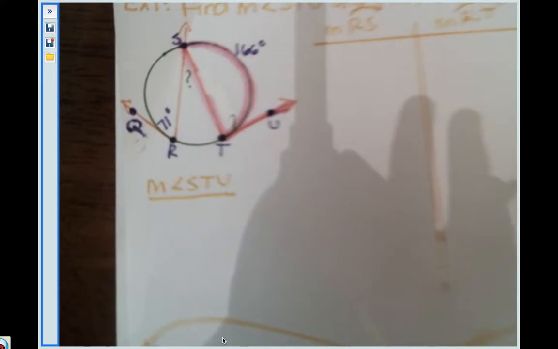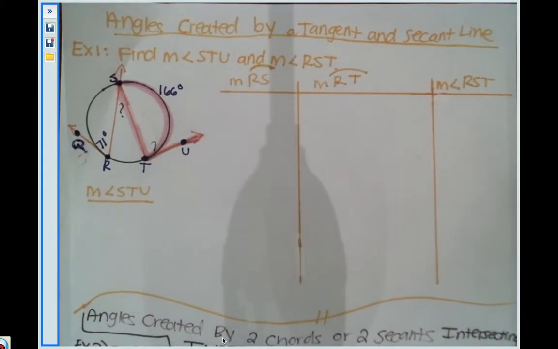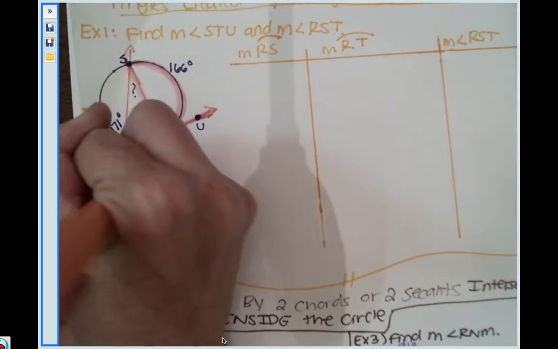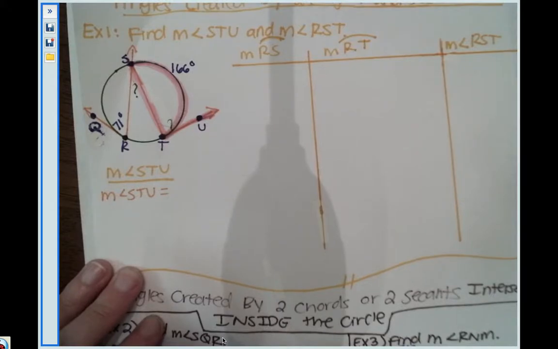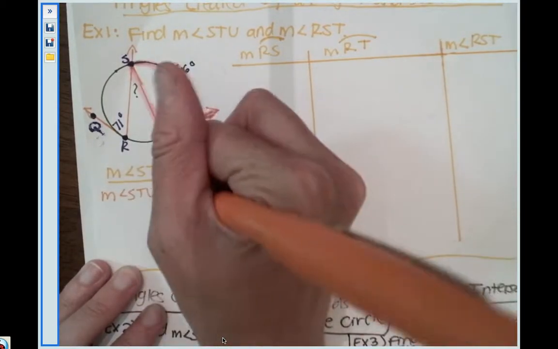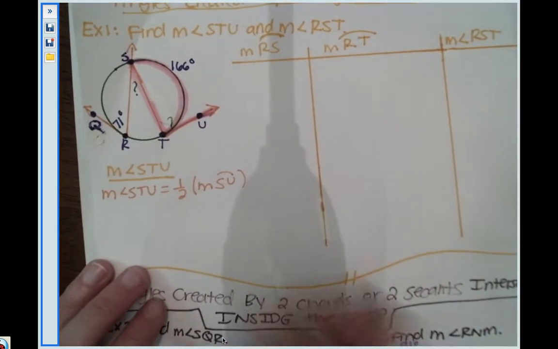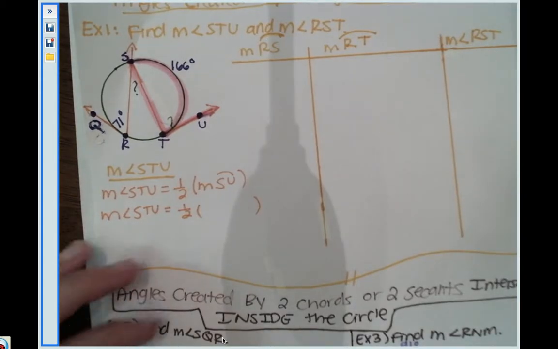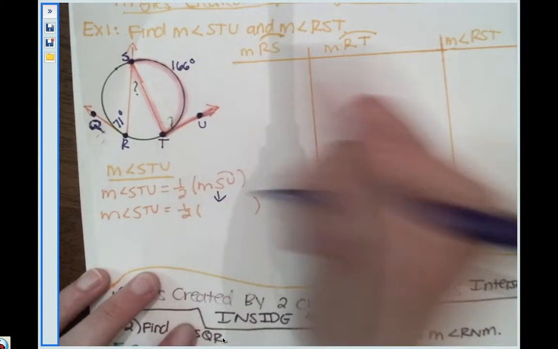So let's zoom it back out. Okay, so let's set this up. I'm trying to find the measure of angle STU. So the measure of angle STU equals, what do I do to its intercepted arc if I want to find the angle? You do, in fact, halve it, or divide it by 2. So this will equal 1/2 the measure of arc SU. All right, let's start solving. The measure of angle STU equals 1/2 of the measure of arc SU, which is 166. So I'm going to fill that in right there.